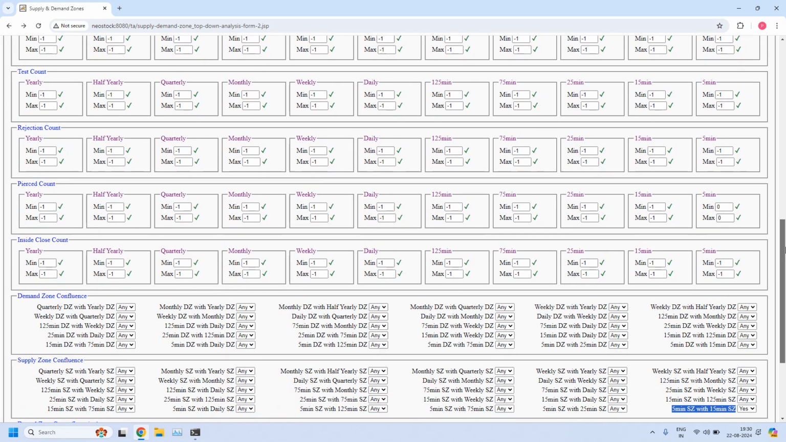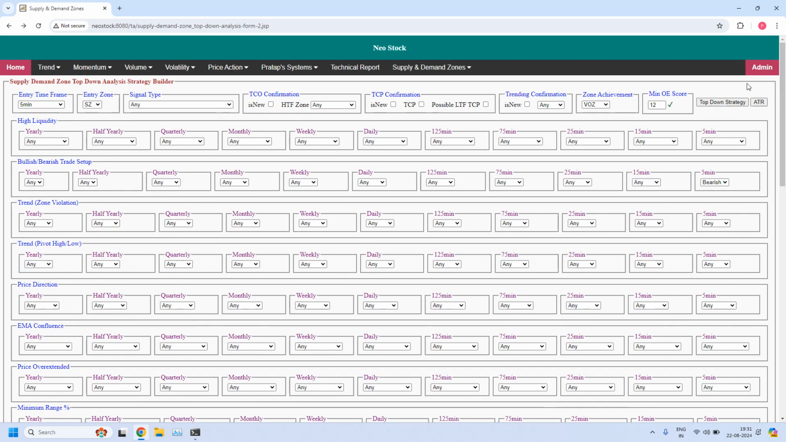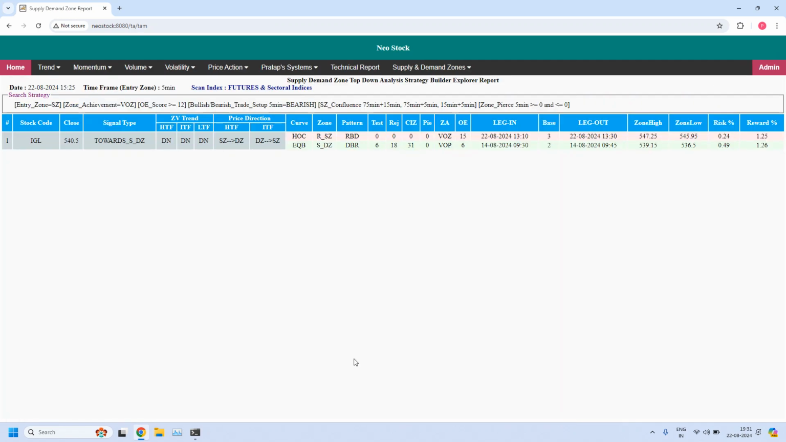So supply zone confluence, already one filter is enabled, remaining 2: 5-minute supply zone with 75-minute supply zone enabling, and also ITF and HTF confluence, that is 15-minute supply zone with 75-minute supply zone. So that means LTF, ITF, HTF confluence. So one stock is filtered. Supply zone is high on the curve.